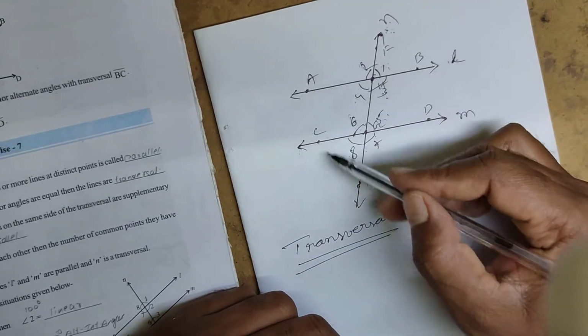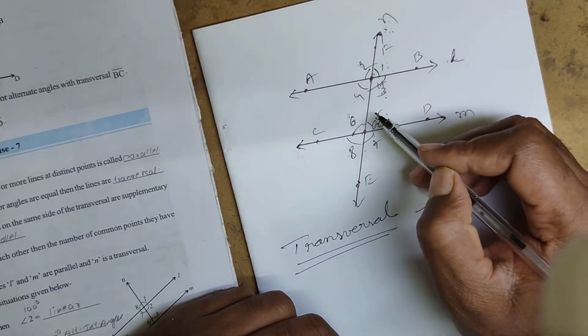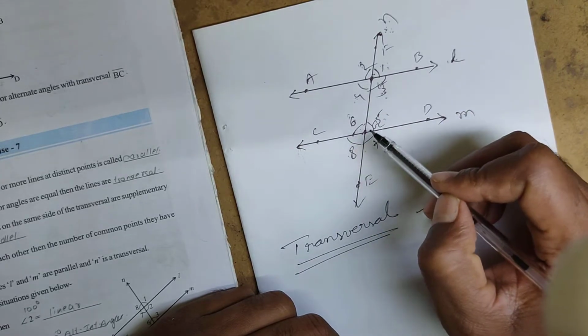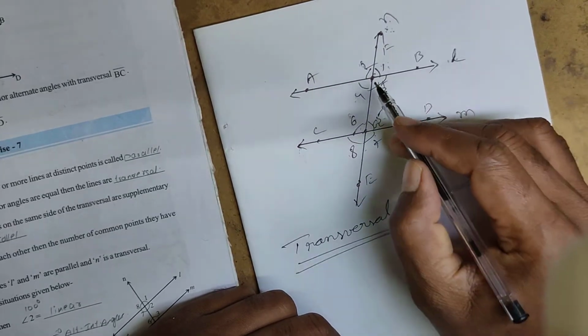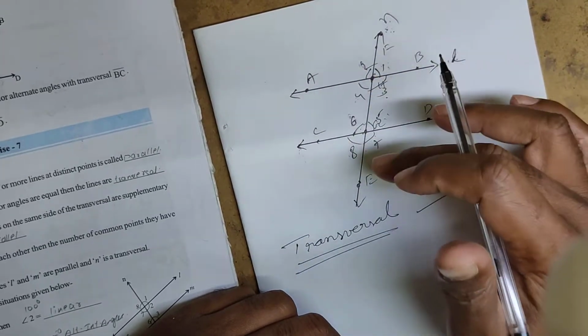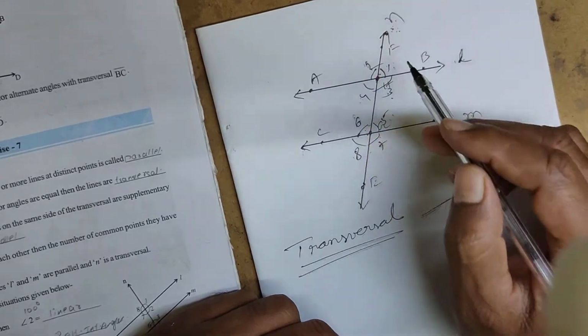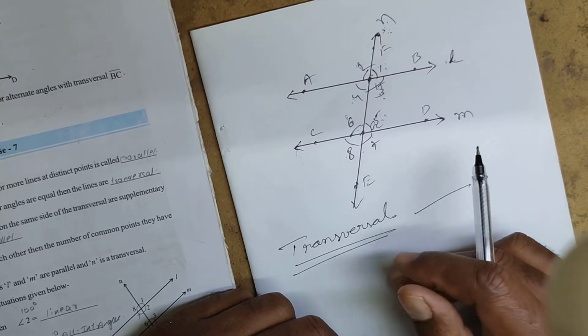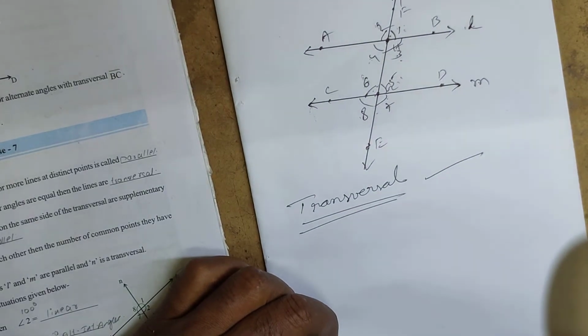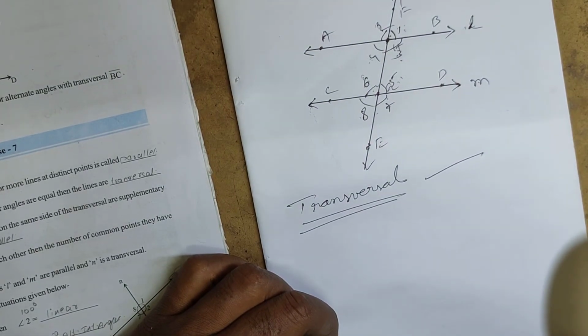So a transversal makes four angles at one point and 4 angles at another point, because a transversal has to intersect two other lines at two distinct points. Okay, the remaining we'll see in the next class. The remaining problem.